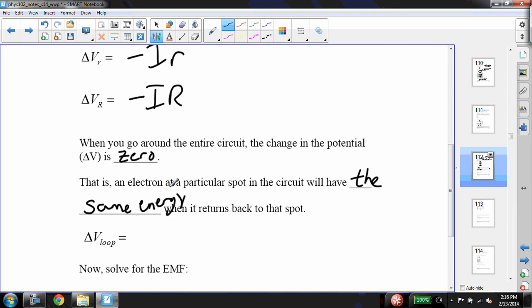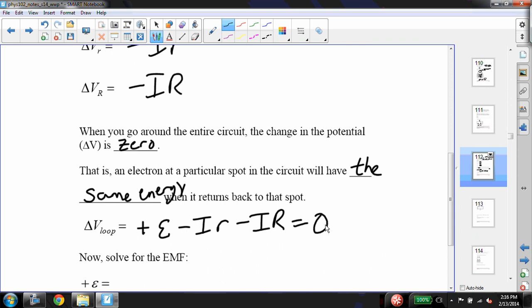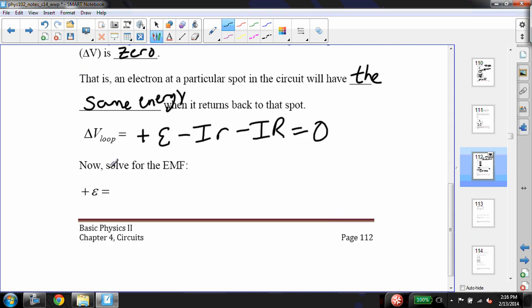So we would see this, that the change in potential in the loop is going to equal plus the EMF minus the potential lost in the internal resistance minus the potential lost in the other resistor, and those all added up should equal 0. And then we can solve for the EMF, which is going to equal the voltage across the internal resistance plus the voltage across the resistor.